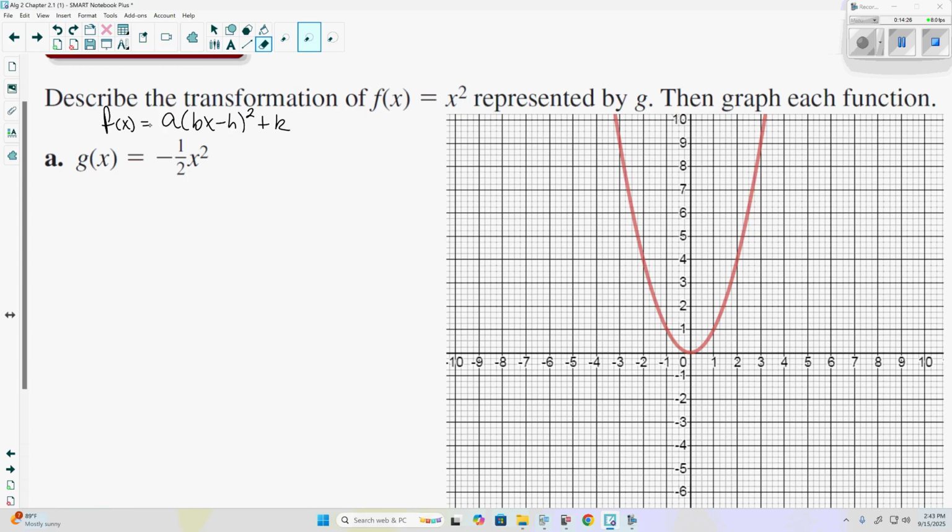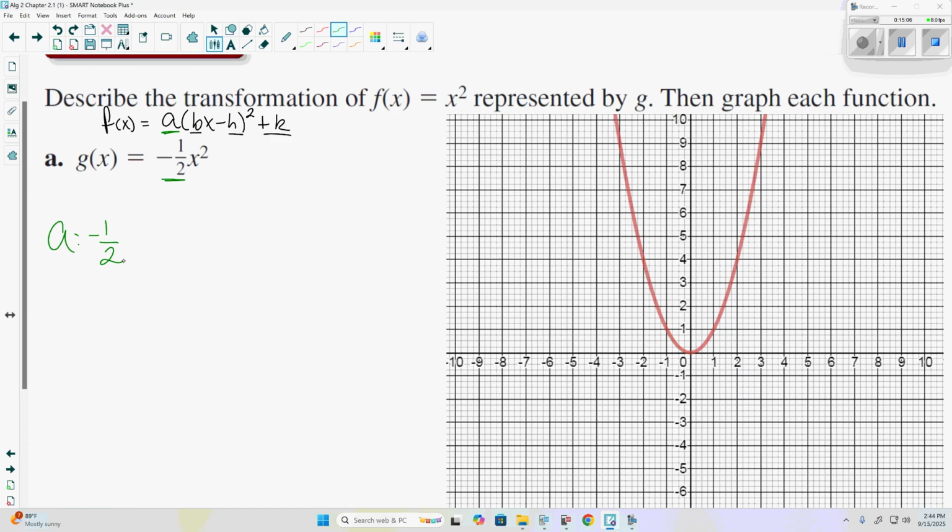Let's look at this first one here. -1/2 x squared. So when looking at this here, are there parentheses for our function? No. So what that tells me is that there is no value for B or H. So there is no horizontal stretch or shrink. There's no reflection across the y-axis. There is no movement left or right. Is there a value for K? No. What is the only thing we have a value for? A, and it is -1/2.